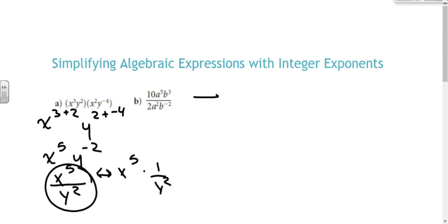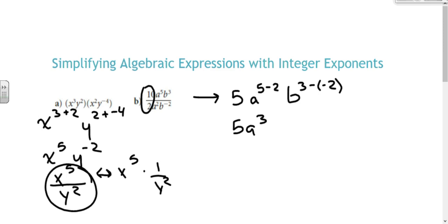Okay. Now if we look at this one, we have a couple different setups happening. We have 10a to the power of 5, b to the power of 3, all over 2a squared, b to the negative 2. First thing, I'm going to rectify the numerals that are happening here. So it'll be 5, a to the 5 minus 2, b to the 3 minus negative 2. You don't have to set it up like this. This is just me showing all the work. So then 5, a to the 3, b to the 5, because this adds right here. Okay, take it slow. The more complex these get, the longer it takes. And the more likely we are to make mistakes.